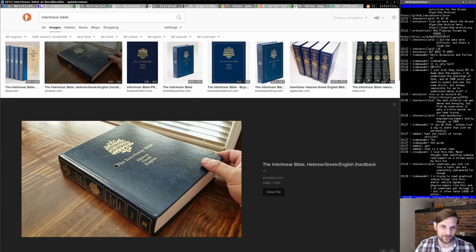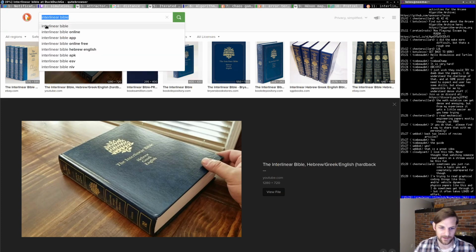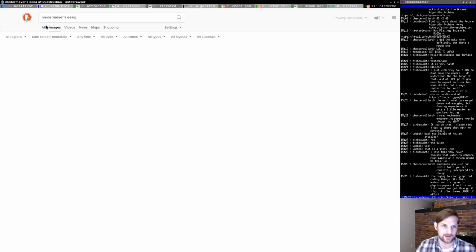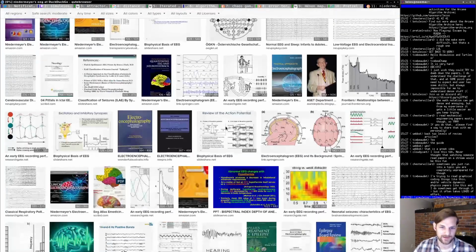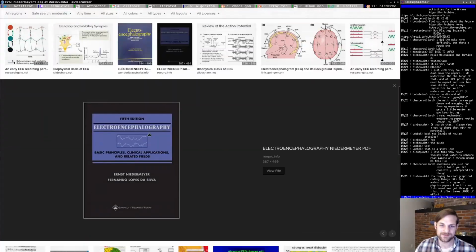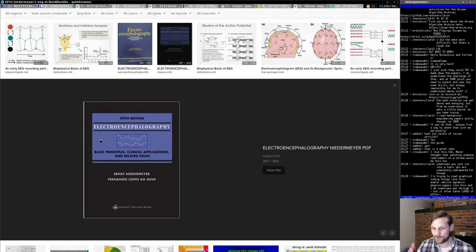But the other book I carried around was a book that was equally as big, called Niedermeyer's Electroencephalography. Niedermeyer's EEG, I'll probably bring it up. Too many E's. That was not it. I'm looking for the exact book that I had. Here it was. It was about twice the size of the Bible, and my backpack always had both these books.